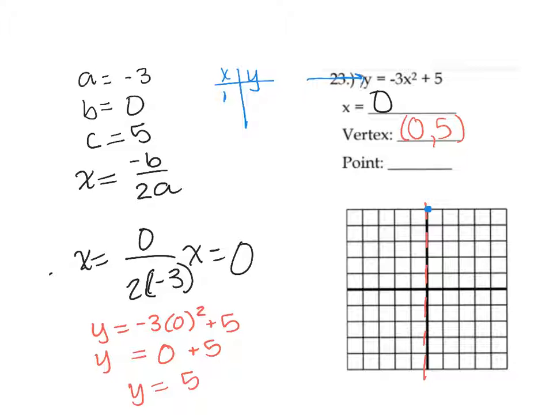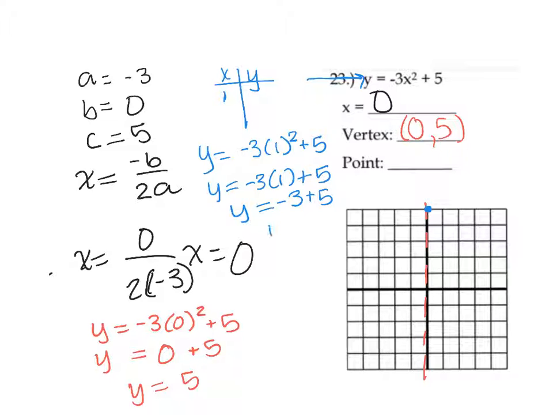So over here, my equation, I'm going to have y equals, and I'm going to plug in a 1 for anywhere I see x. So it'll be negative 3 times 1 squared plus 5. Now y equals negative 3 times 1, because 1 squared is just 1, plus 5. Negative 3 times 1 is negative 3 plus 5 to get y equals positive 2. So that will be another point that is on my graph. So over 1, up 2.